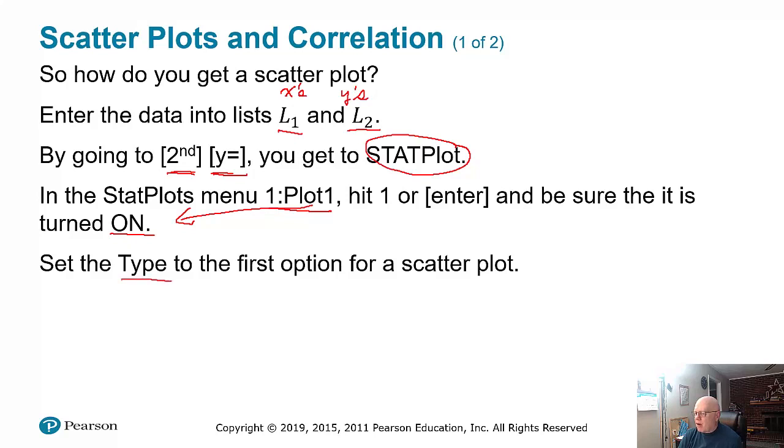Set the type of graph to the first option. Now, if you look real carefully, the first option looks something like that. And it's supposed to represent a scatter plot. Anyway, it's the first one. That's all you need to know. Next, you want to tell it that the X list is in list L1. The Y list is in L2 because that's where you put them.